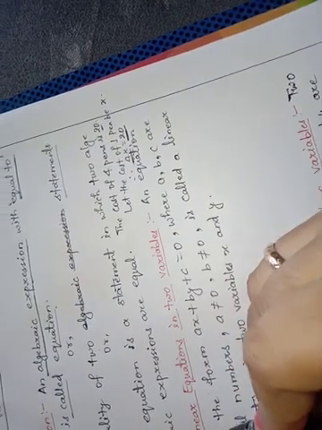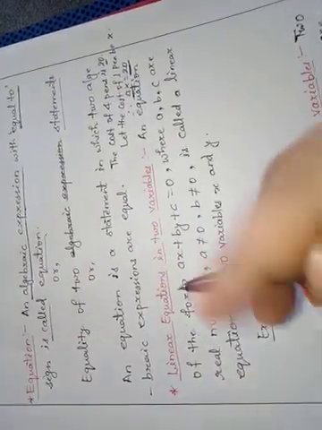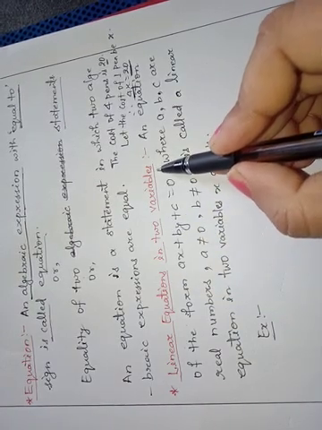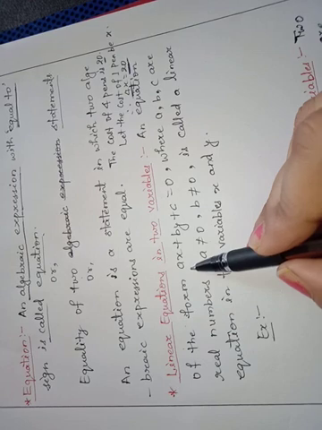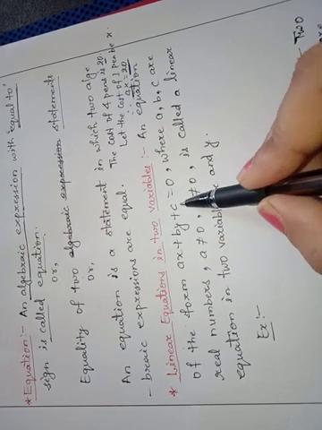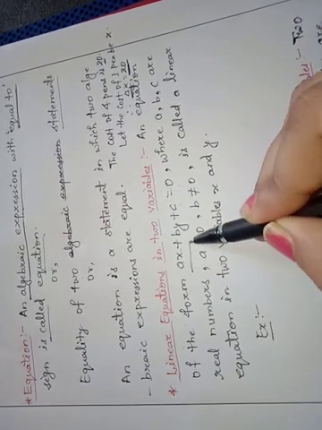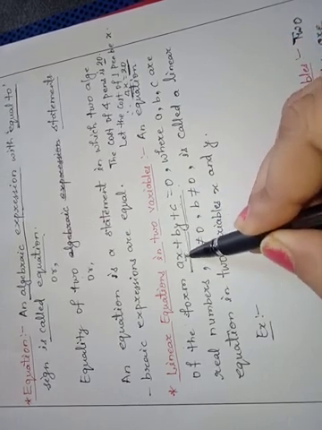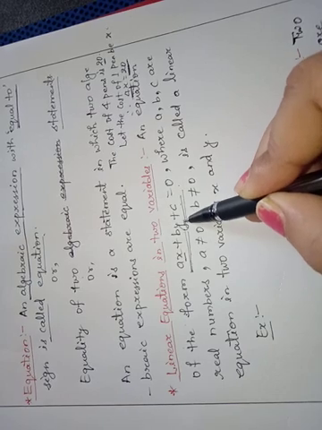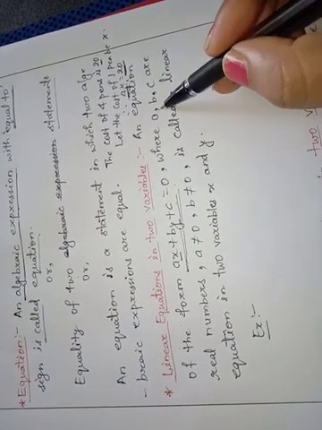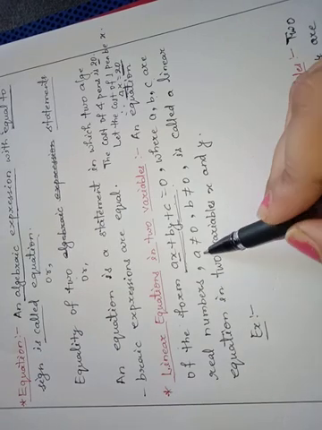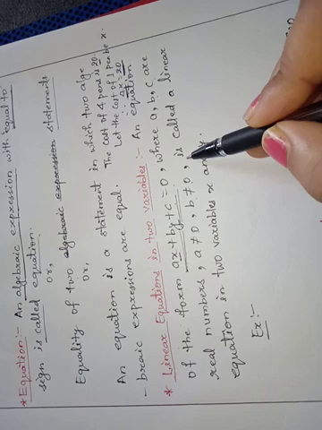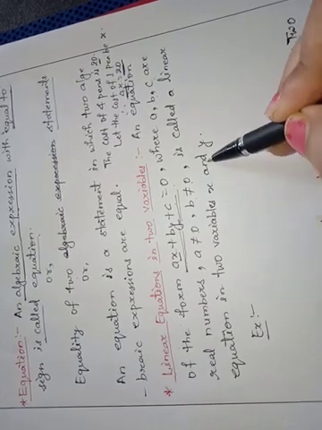Here important point is this: linear equations in two variables. Then an equation of the form ax plus by plus c equals 0. This is the general form of linear equation in two variable, because here I have used two variables x and y. Where a, b, c are real numbers, a is not equal to 0 and b is not equal to 0, is called a linear equation in two variable x and y.